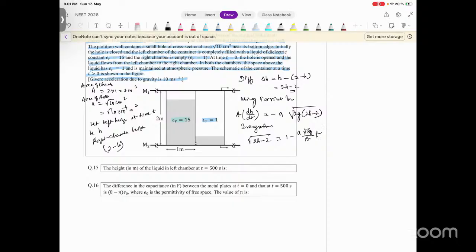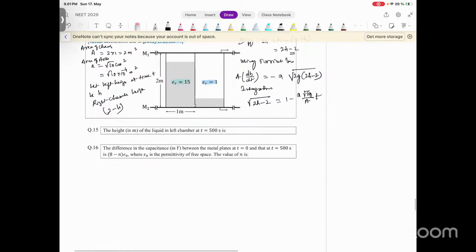Now substitute the values. a into root of 2g will be equal to root 10 into 10 power minus 4 into root of 20. That will be equal to 2 into 10 power minus 3. So I can write, root of (2h minus 2) will be equal to 1 minus 10 power minus 3 into t.